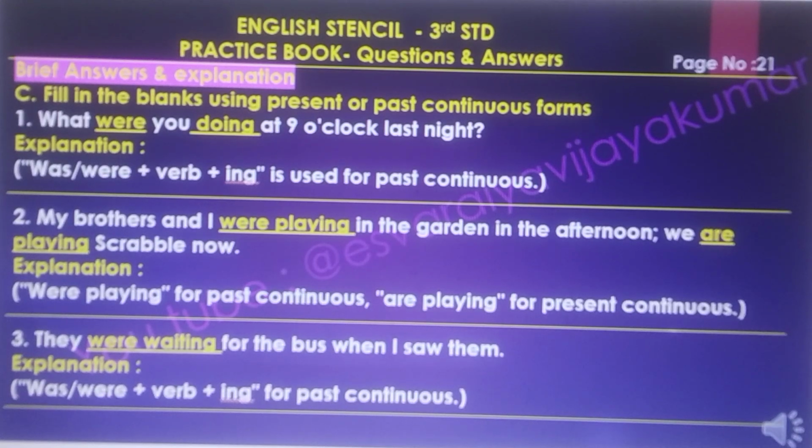What were you doing at 9 o'clock in the last night? Here explanations, were plus verb plus ing used for the past continuous. The same way my brothers and I were playing in the garden in the afternoon. We are playing Scrabbles now. Explanations, were playing for the past continuous, are playing for present continuous, and they were waiting for the bus stop when I saw them. Explanations, was, were plus verb plus ing for the past continuous tense.